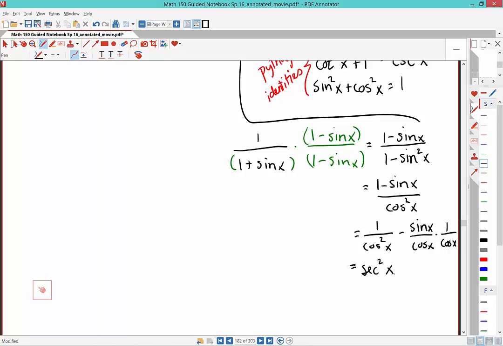So secant squared at x minus sine at x over cosine at x is tangent at x, and then times secant at x. And what you may remember is that the secant squared at x has an antiderivative, and then we can commute these factors and write them as secant at x times tangent at x, and that one has an antiderivative. So that's our scratch work.